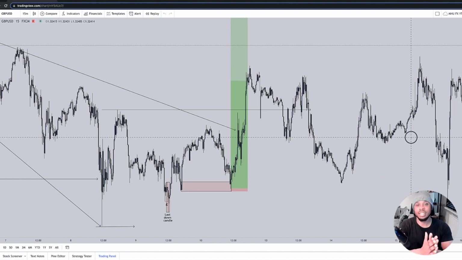But anyway, family, that is the difference between what retail traders see compared to what smart money and institutional concept traders see. We see the charts totally different. When you start to see the charts in a different way, your trading will improve.